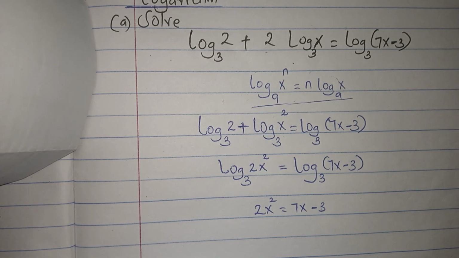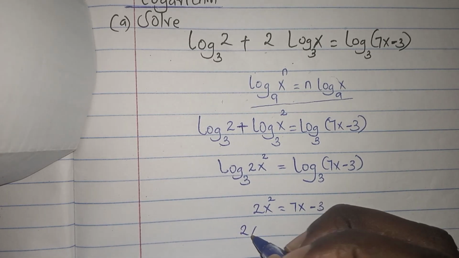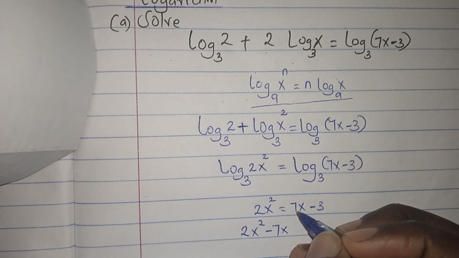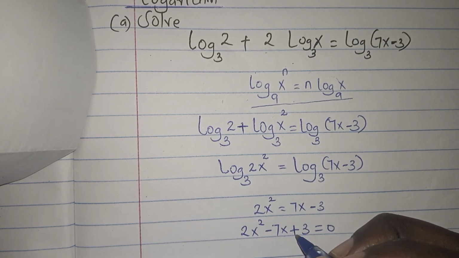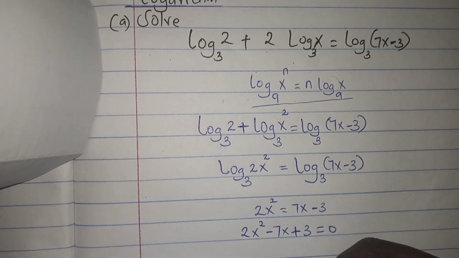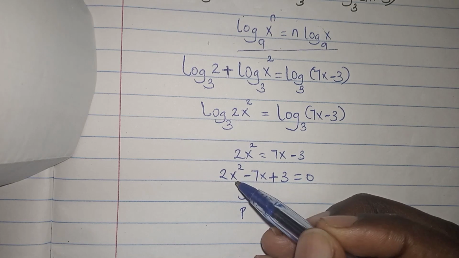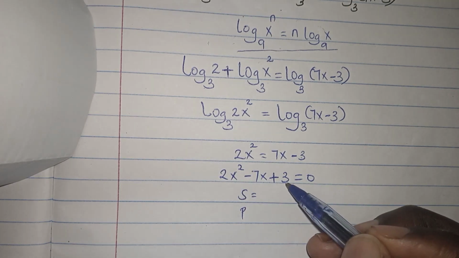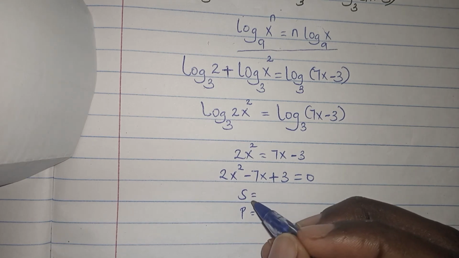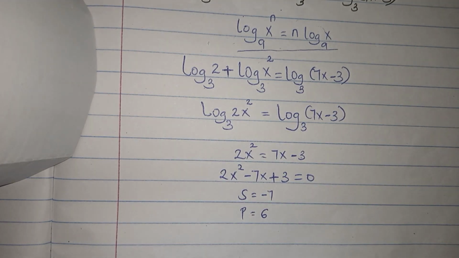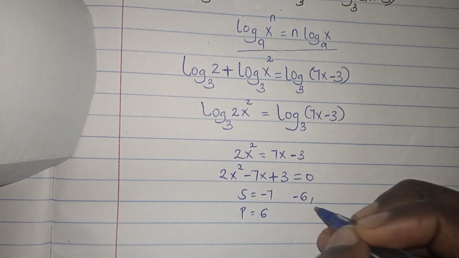So I can form a quadratic equation. I'll bring 2x squared minus 7x plus 3 is equal to 0. This negative 3 has gone to the other side and it's now a positive. So this is a quadratic equation, and I can use sum and product. I'm going to multiply the coefficient of x squared with c, to get the product. So this 2 times 3 gives me 6, and my sum will be negative 7. I'm going to look for two numbers. When I multiply them, I'm getting 6. When I add them up, I'm getting negative 7. And these numbers are negative 6 and negative 1.